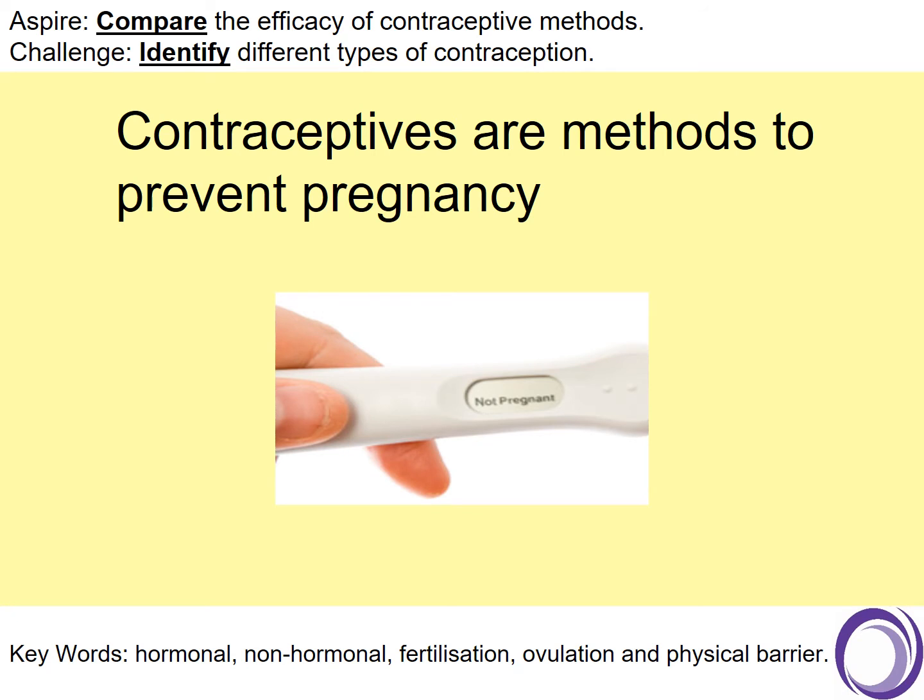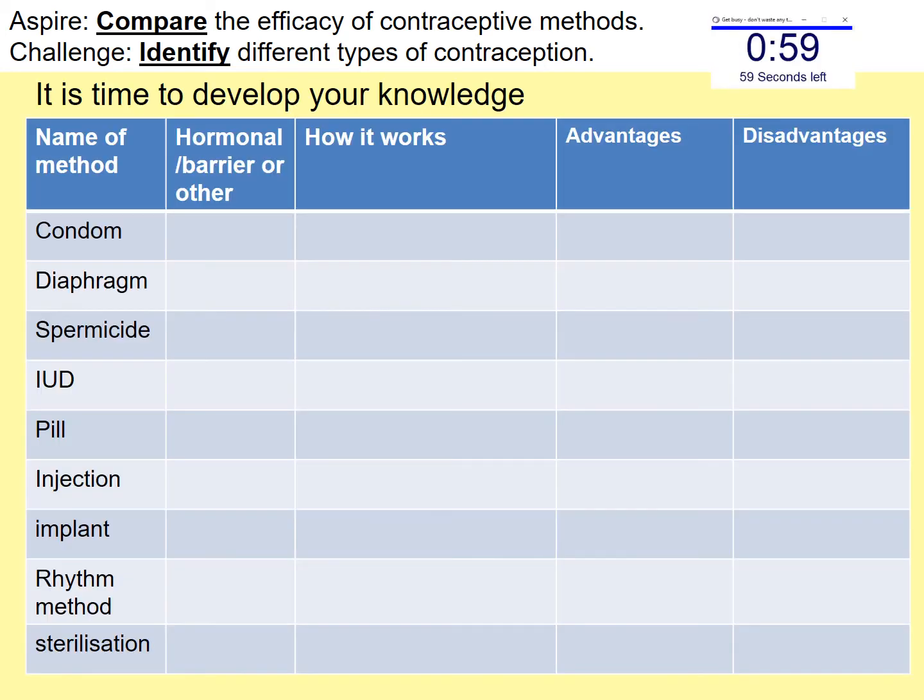Contraceptives are methods by which you can prevent having an unwanted pregnancy. This is time for us to develop our knowledge about contraception. What I've listed for you here are several different methods of contraception. By the end of this lesson, you should have recorded whether they are a hormonal method, a barrier method, or an other type of method of contraception.